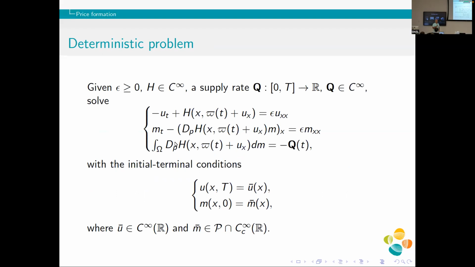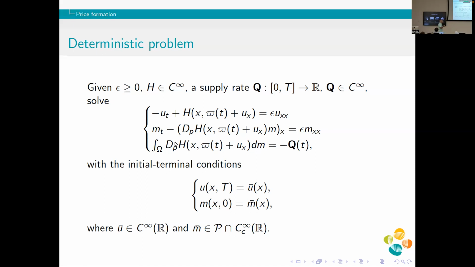I'll give you concrete examples, but what this boils down to is finding a solution to this system of PDEs together with this terminal condition. So let me explain, and I'll go through the model. The value function U is going to be a solution of a Hamilton-Jacobi equation. This Hamilton-Jacobi equation depends on the price, because the profit that you can make will depend on the price.